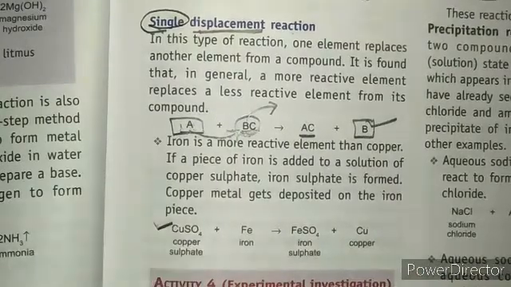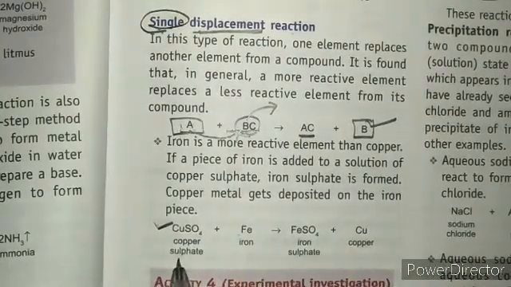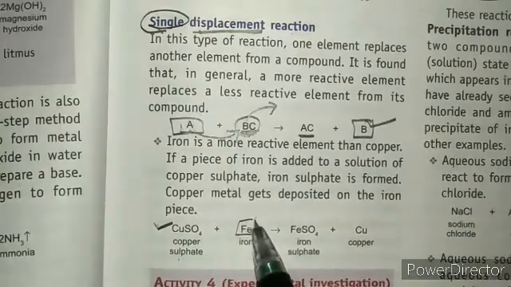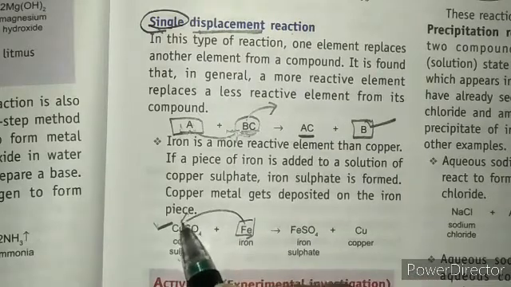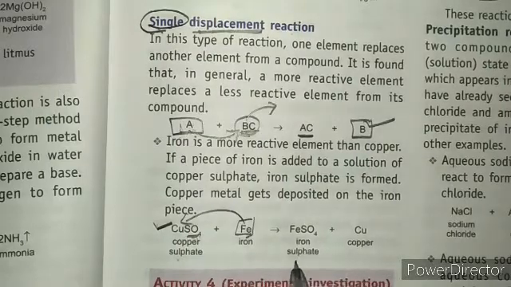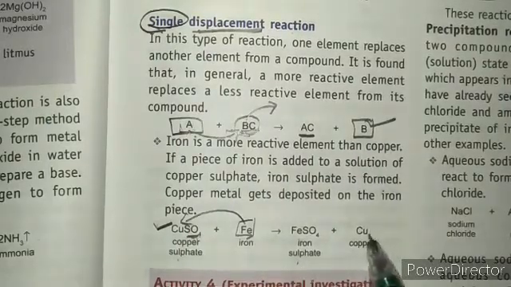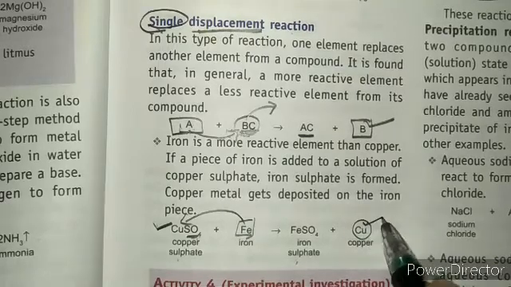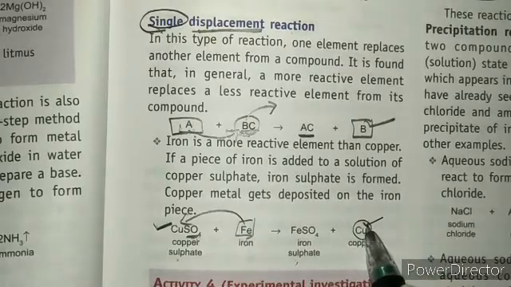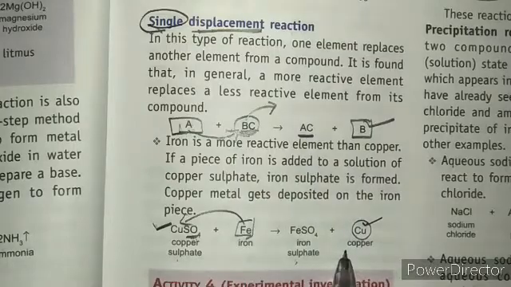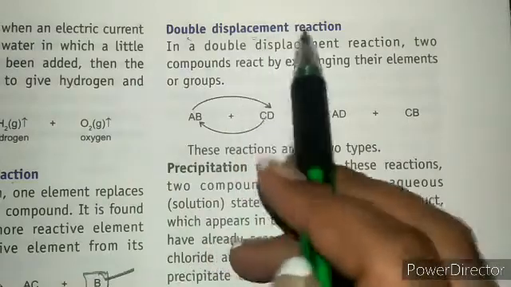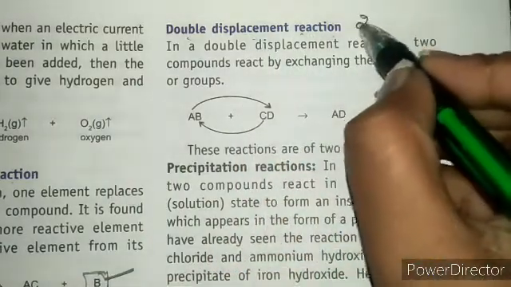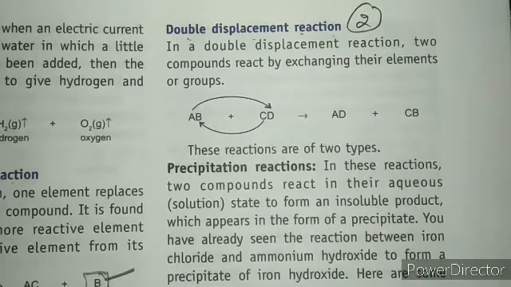So the example we have is iron plus copper sulfate. So this is a single element, and it displaces its previous position, and combines with SO4, which gives iron sulfate. And what we have left is copper. So copper comes out in the reaction. Got it? The next one we have is double displacement reaction, in which two compounds exchange their positions.